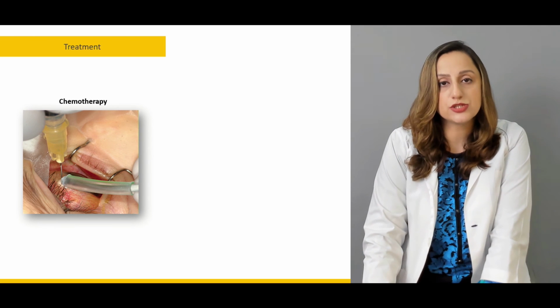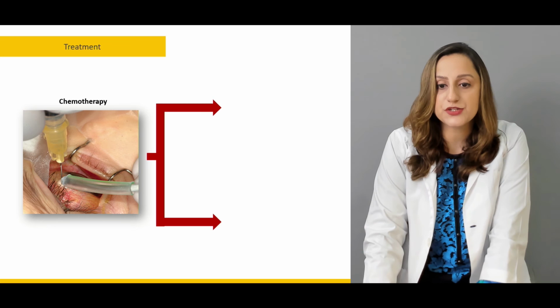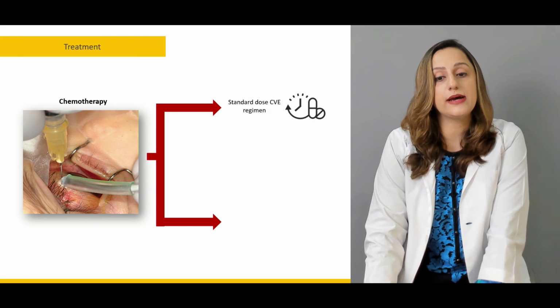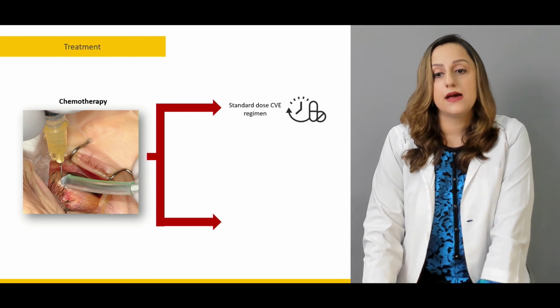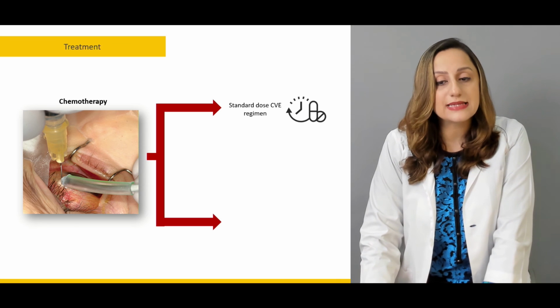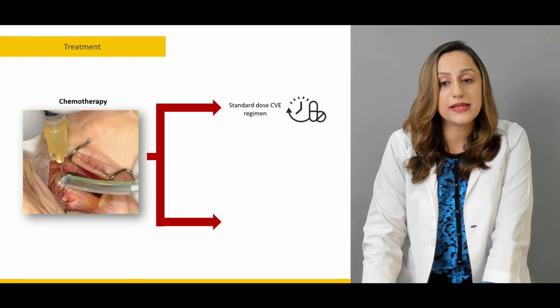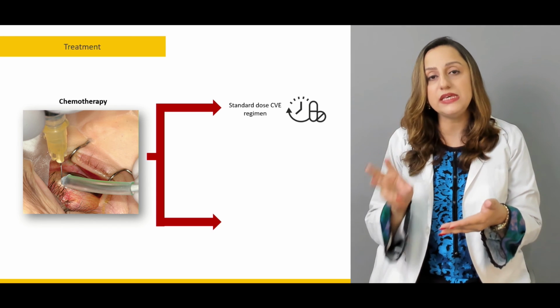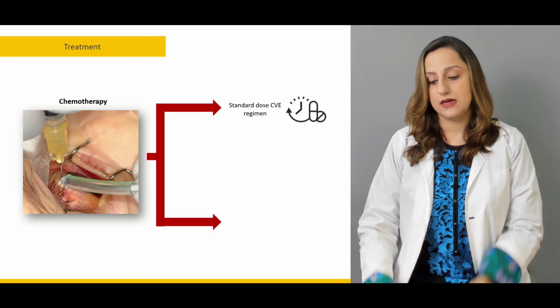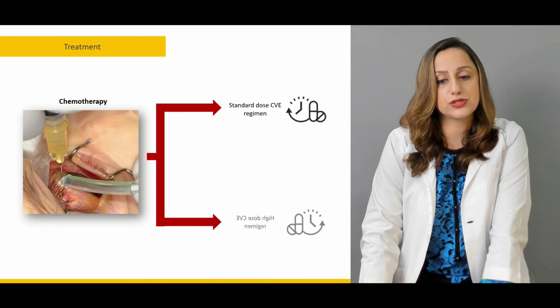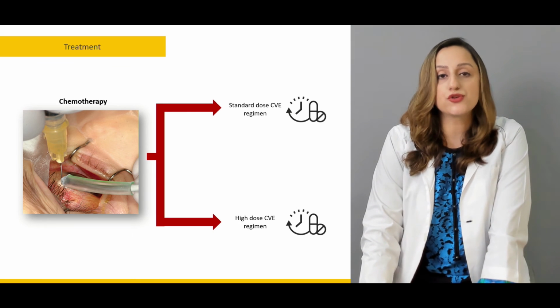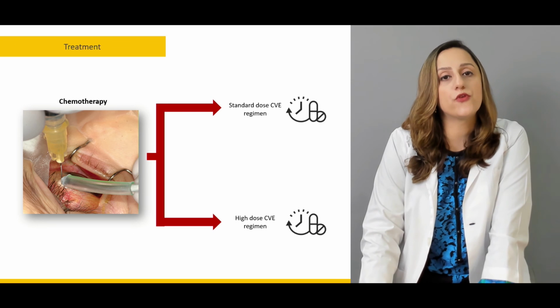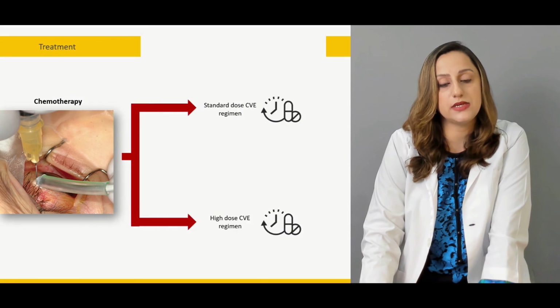If it can be treated just by the chemotherapy, we have to stick to that. And finally, the chemotherapy is done by having the vinblastine, vincristine, and etoposide regimen. So it's basically the standard dosages of the CVE regimen that is given to these patients. Then if it is not responding to this treatment, we can perform the high doses of this CVE regimen as well.